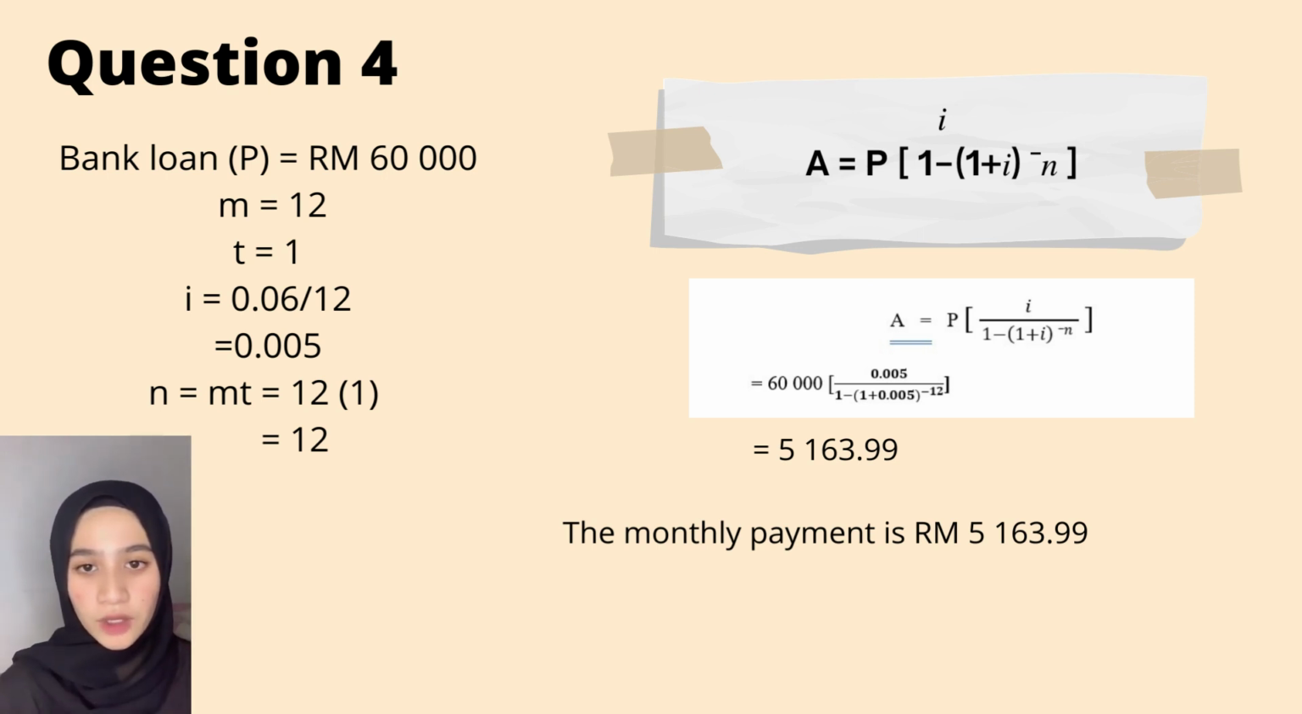Based on the bank loan that your company has identified in table 1, 6% compounded monthly is to be amortized over 12 months. By using the formula stated in the slide, we get the answer for monthly payment is RM5,163 ringgit and 99 cents.